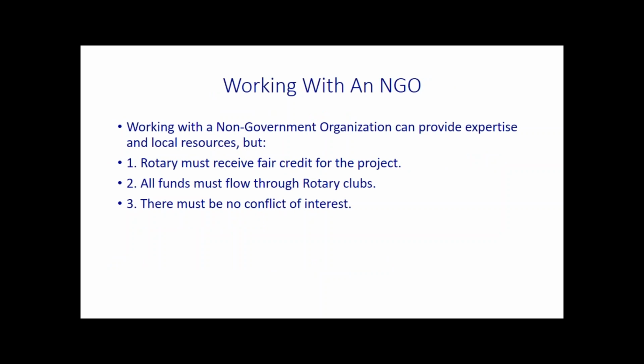Working with an NGO, that can provide expertise and local resources. The Rotary must receive fair credit for the projects. All funds must flow through the Rotary clubs, and there must be, as usual, no conflict of interest. I think without help from NGOs, many of our projects would have a great deal more difficulty. So they are important partners in some of these projects, and certainly were a key partner in my project to Bolivia. It wasn't actually my project, I was just on it.